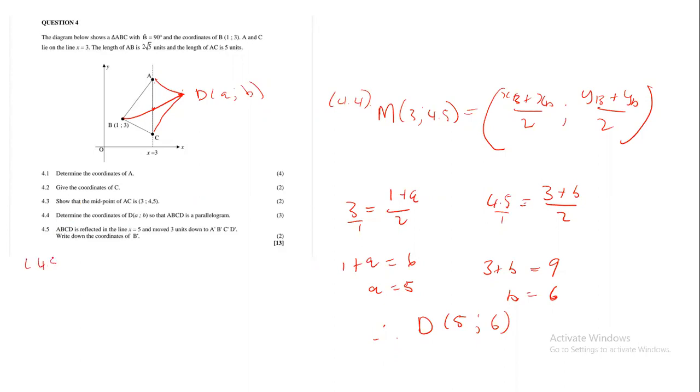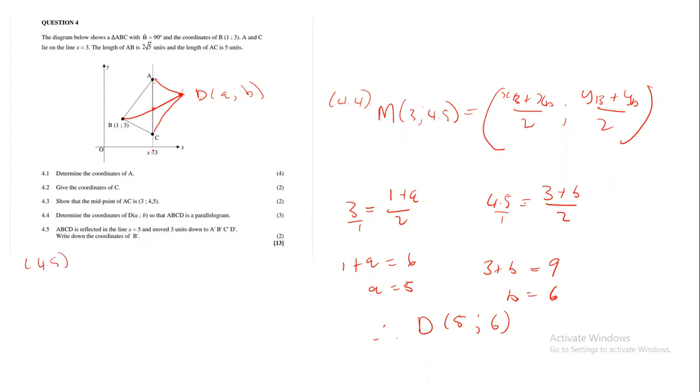4.5, let's read it. They say to us, A, B, C, D is reflected in line y is equals to 5 and moved 3 units down to form these images, image A, image B, image C, as well as image D. But they want you to write down the coordinates of B. Forget about A, C, and D. Let's only focus on B. Now, this is what is happening. Here we are talking about the reflection. This is a transformation. Now, that means we're talking about the mirror of this shape, of this parallelogram.